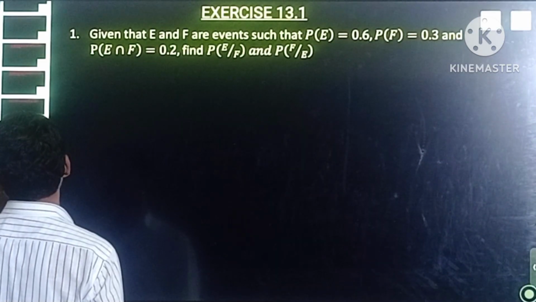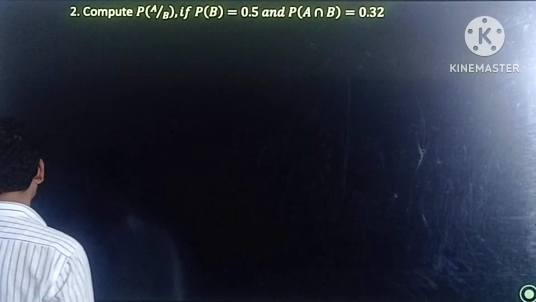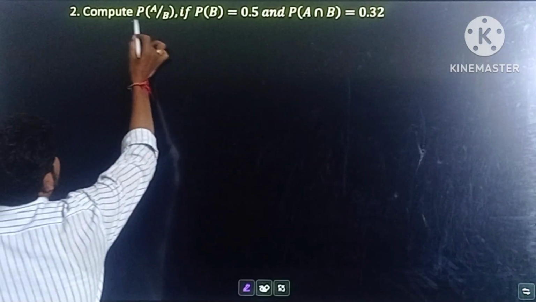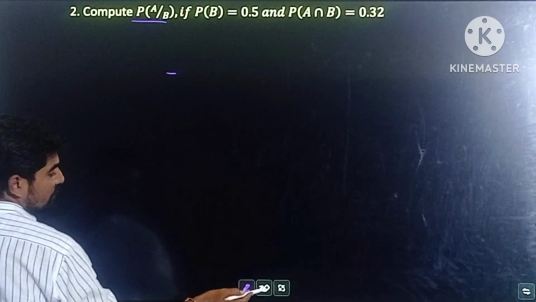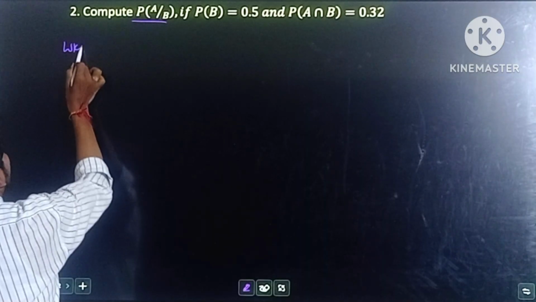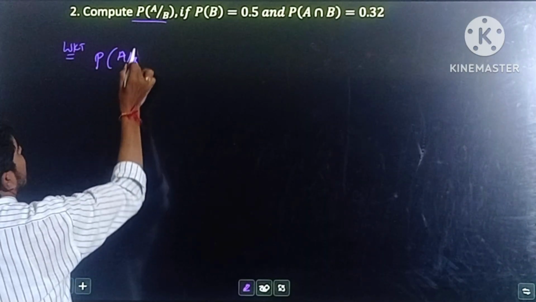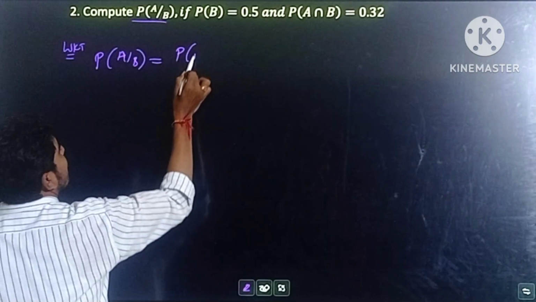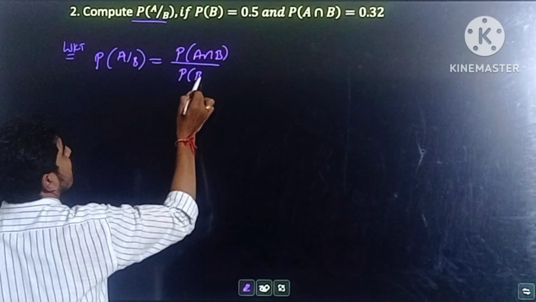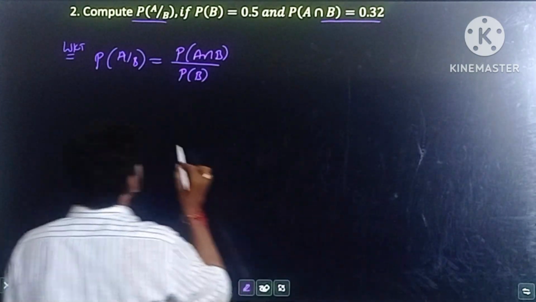And the next question is: compute probability of A by B. In this question, we need to identify the probability of A by B. We know the formula: probability of A by B is equal to probability of A intersection B divided by probability of B. And here probability of A intersection B is given, that is 0.32.